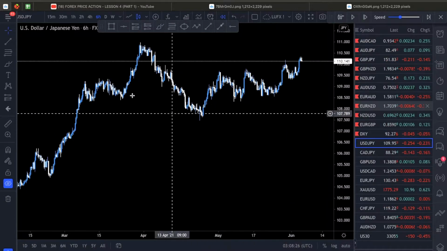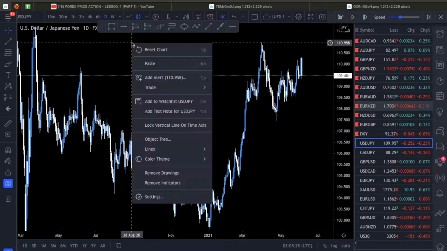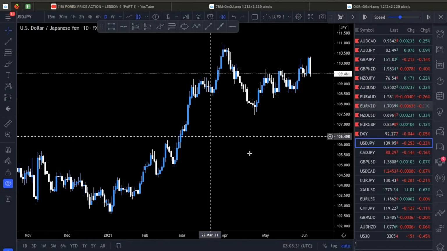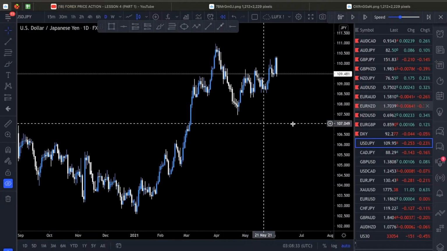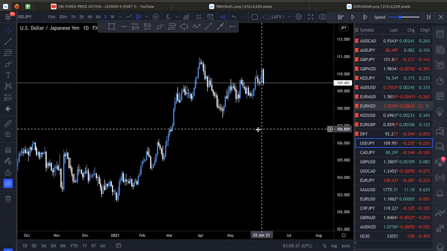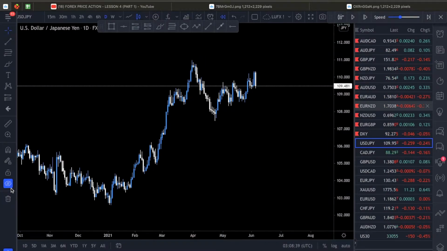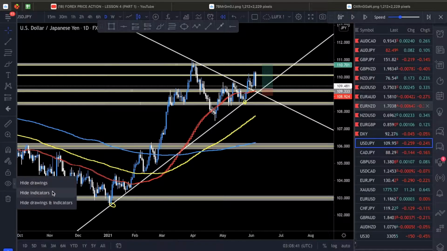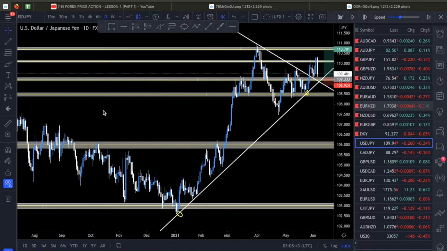So after looking at market structure, because that's the first thing you should look at, just have your charts empty and plain, and just look at market structure, see where price is headed, and see how price is moving and flowing. And then once you've got that, then you can start adding your levels, right? So let's add in the levels.